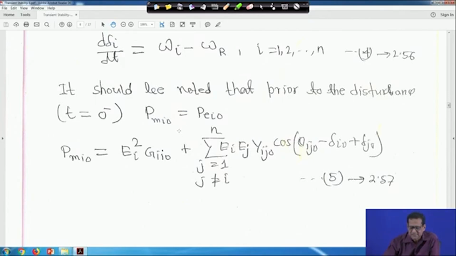Before the disturbance you will get this, because once load flow studies are carried out, as we will see later when I take the example, the internal machine bus voltages E1, E2, E3 up to En will be computed and all the angles will be known. So at that time you can easily find Pi0, and Pi0 is nothing but Pmi0.